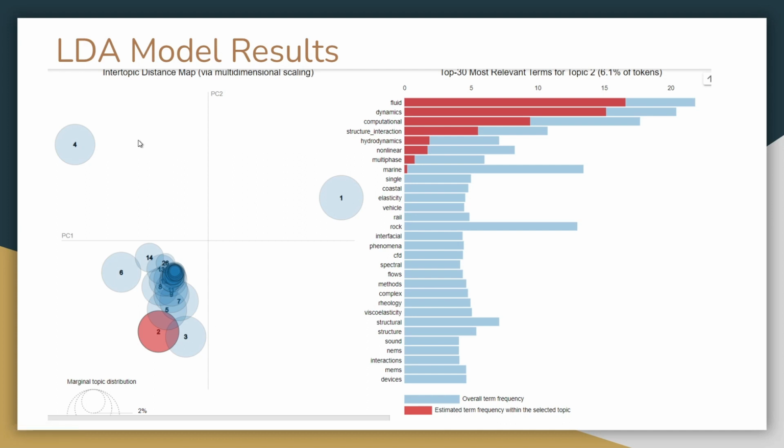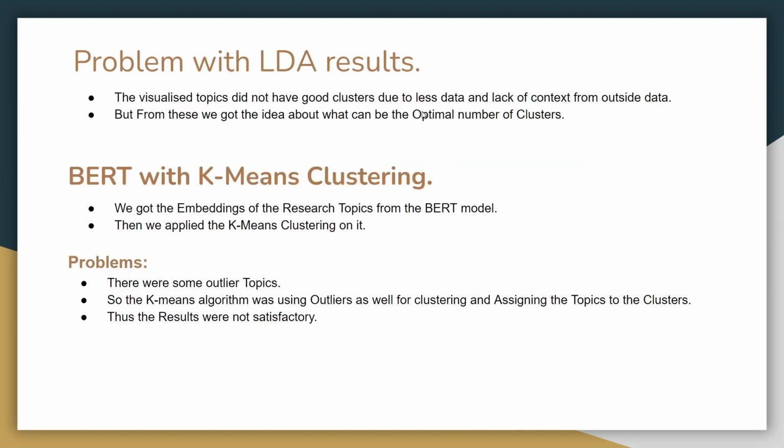Here I'm plotting the clusters on a 2D plot, and in cluster 2 we can see these frequently occurring words, but the results are not good. As we can see, there are words like structure and rheology. These words are slightly unrelated to the topic. The problem with this model was the lack of context from outside the data, and also the data was not good. So we moved to another model, BERT with k-means clustering.